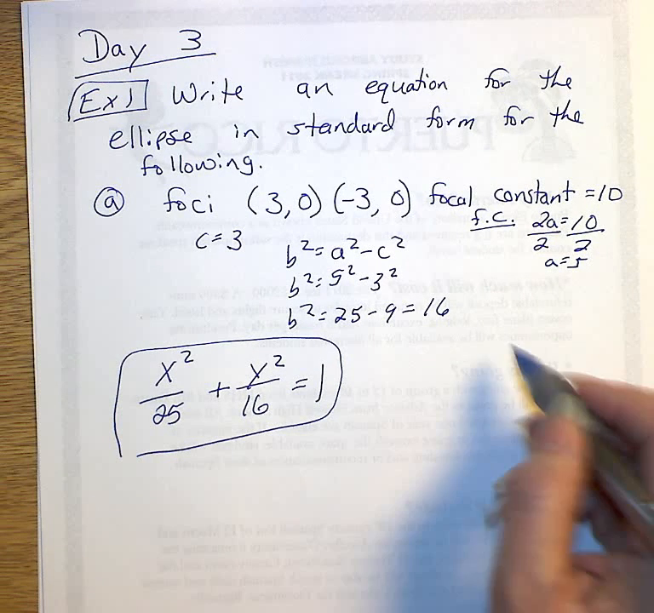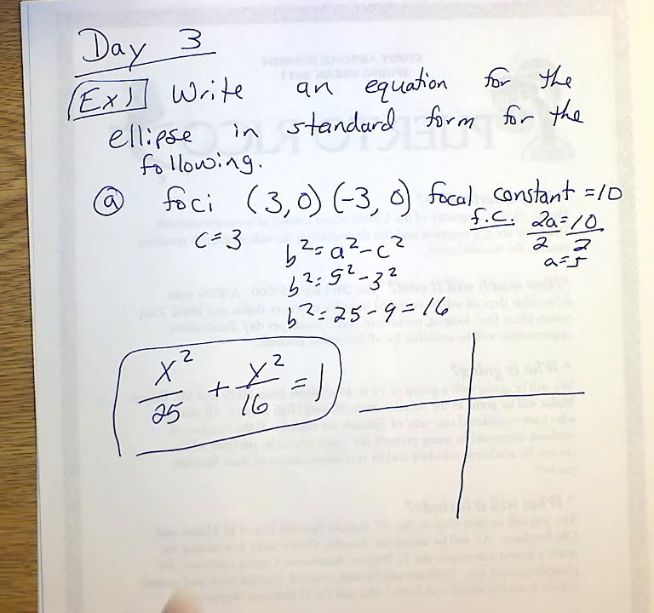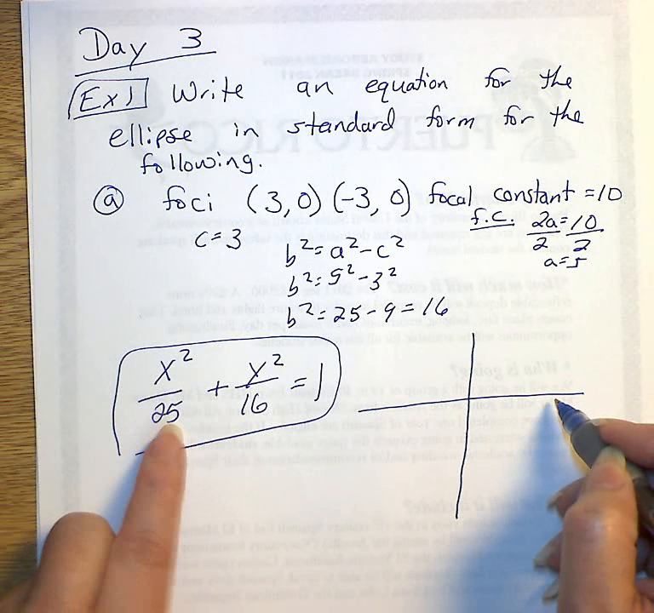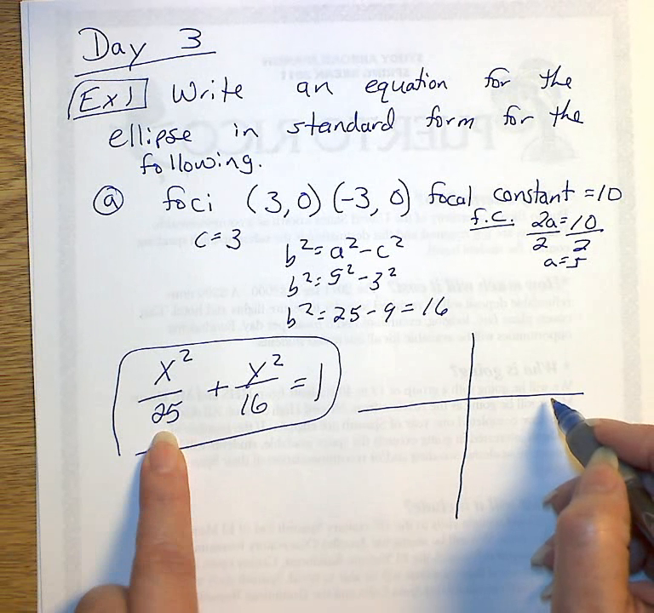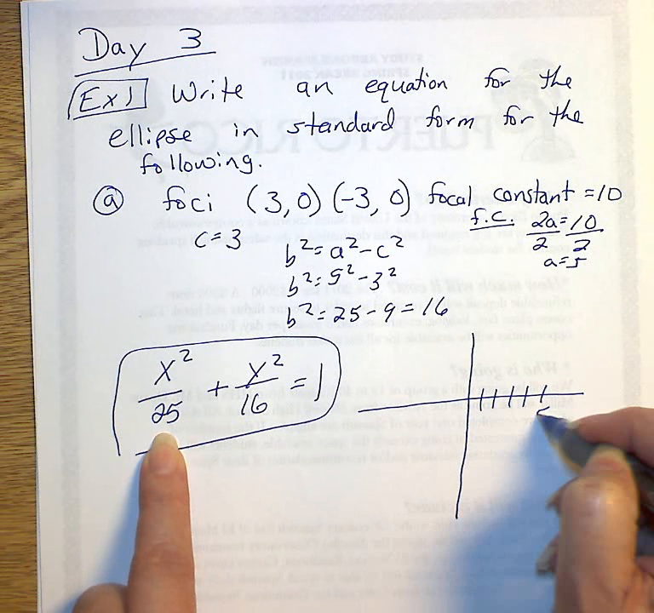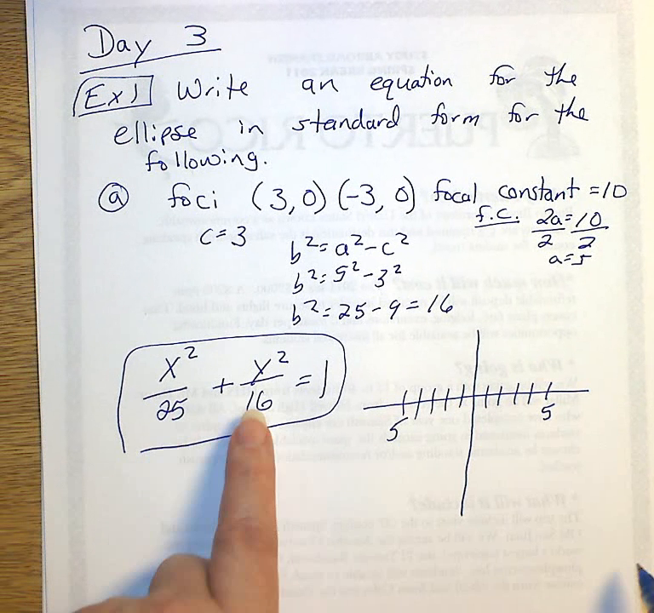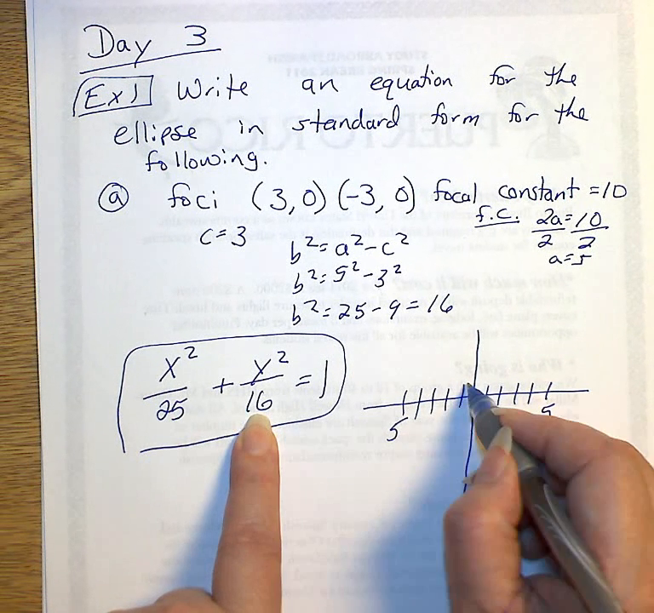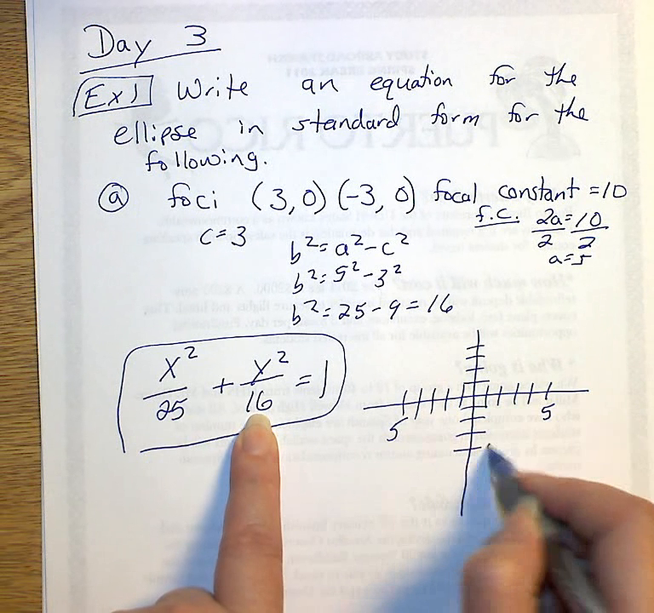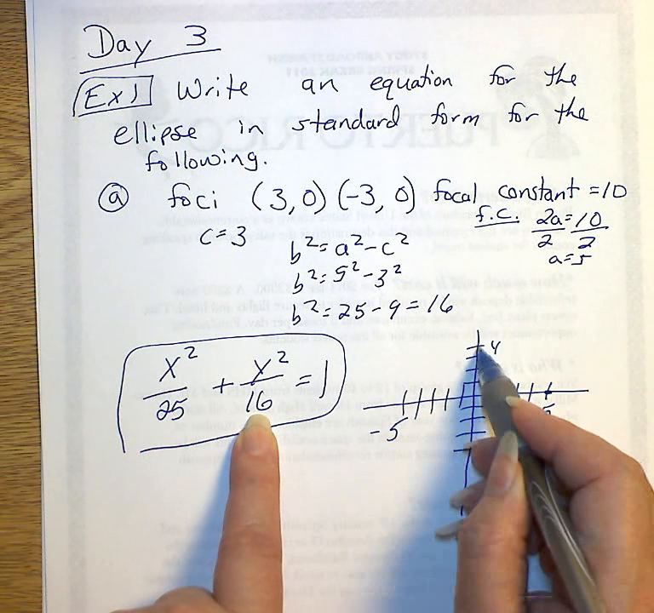When you graph it, remember, a is with your x's, so you have to take the square root of this. What's the square root of 25? 5. So we have 1, 2, 3, 4, 5 in each direction. And on the y, we have 4. So 1, 2, 3, 4 in each direction. And so we have our ellipse.